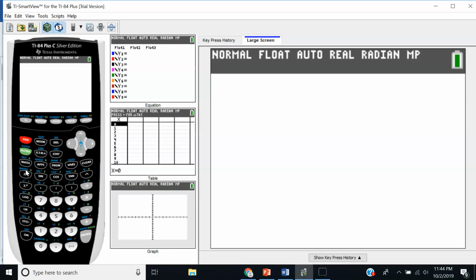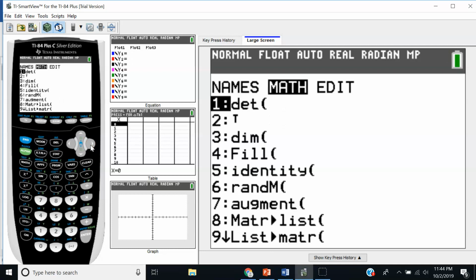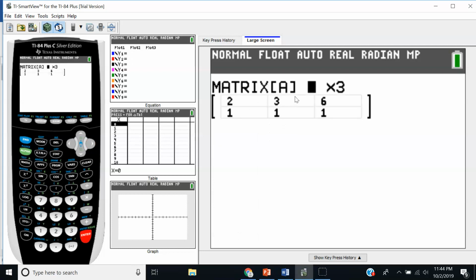Now, if you don't remember how to get to the matrix menu, press second, and then this button here, matrix. If you don't have your matrix A already set up, you scroll over to edit. We want a 2 by 3 matrix, 2 rows, 3 columns. Remember, the first row is 2, 3, 6. The second row is 1, 1, 1.